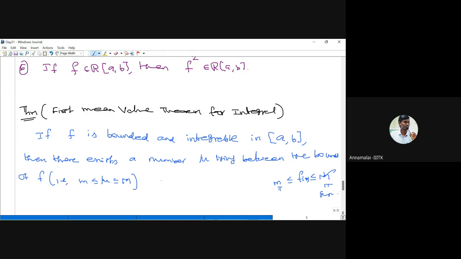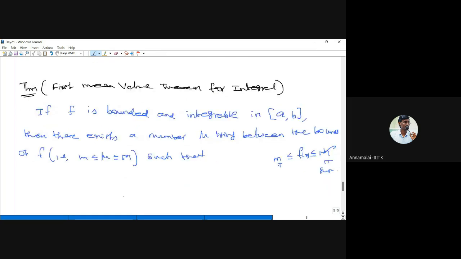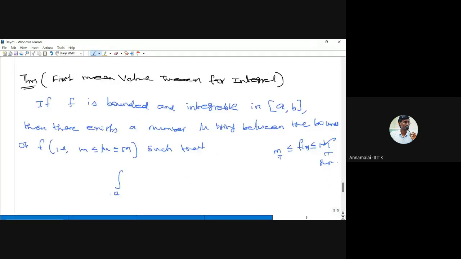such that we can find a mu between small m and capital M such that the integral a to b of f of x dx is equal to mu times b minus a. So we can find a mu between small m and capital M such that the integral a to b f of x dx is nothing but mu into b minus a. Okay, so this is the first mean value theorem for integrals. It's a very important thing.